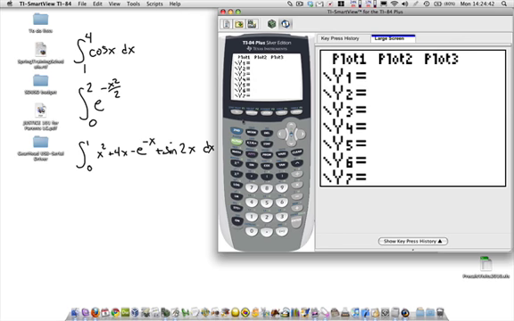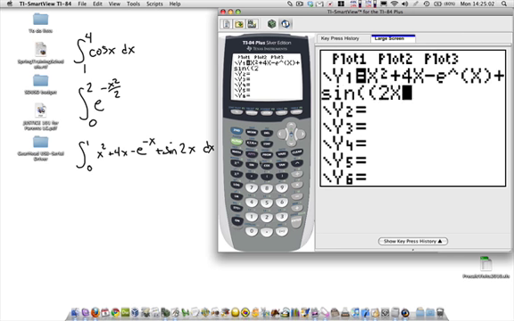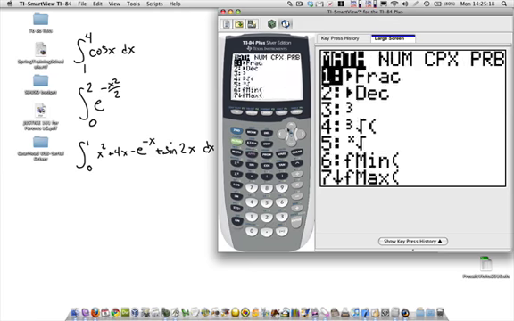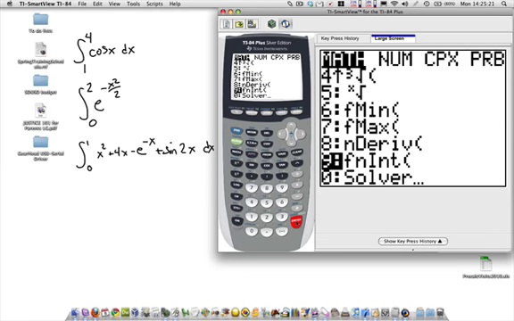So what I like to do is put the function in the function plotter first. x squared plus 4x minus e to the x plus sine 2x. Let me get rid of that extra parentheses. Okay, good. So now my function's in y1. So when I do my integral now, all I really need to integrate is y1. I don't have to plug the function in.